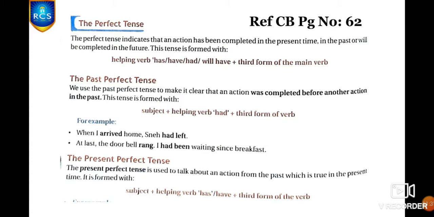And this tense is formed with helping verb plus third form of the main verb. Okay? And the past perfect tense. We use the past perfect tense to make it clear that an action was completed before another action in the past. The action gets completed before another action in the past. And this tense is formed with subject plus helping verb had plus third form of the verb. Okay, this is for past perfect tense.